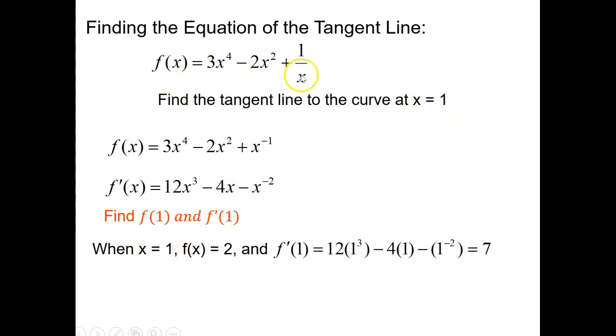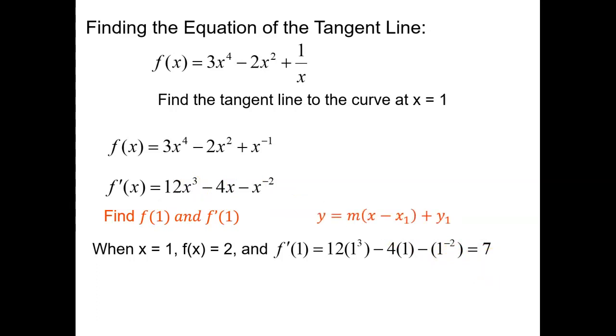By putting 1 into the original function, we get 3 minus 2 plus 1, which gives us a value of 2. Putting 1 into the derivative function we just found, we get a value of 7.